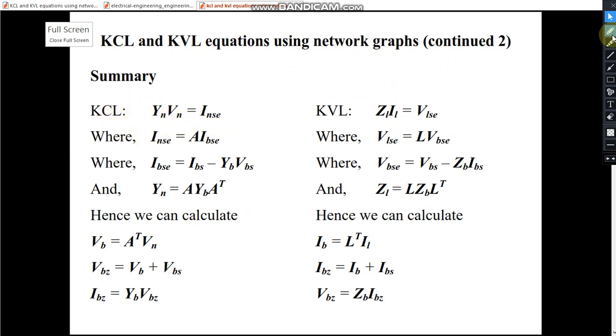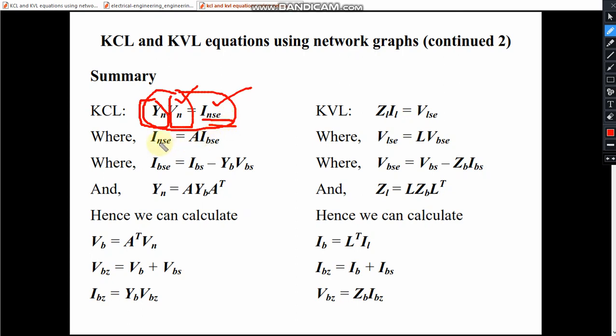In KCL, the basic equation is Yn Vn equals INSE. Here this Vn is unknown and this is known, or we can say this is calculated from the circuit first of all, and then Yn inverse is pre-multiplied with this INSE and we find the value of Vn. And what is INSE? This INSE is A into IBSE.